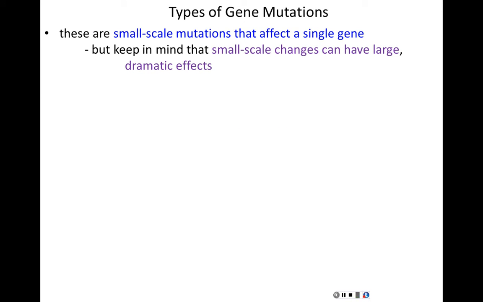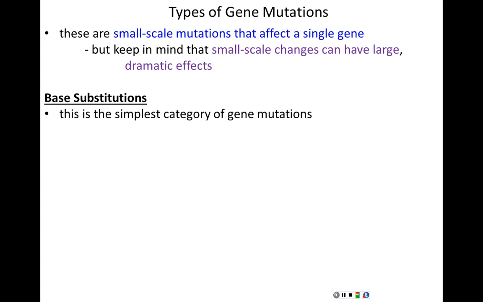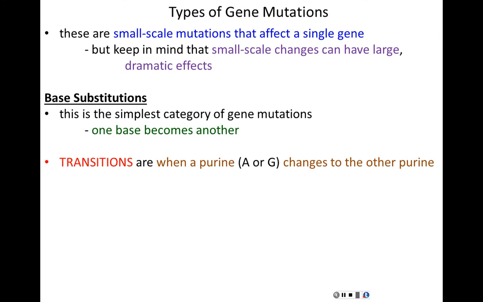But keep in mind, just because it affects a small region of DNA doesn't mean the effects are small as well. These small-scale changes can have large, dramatic effects if the gene being mutated plays a very important widespread role in the cell. So it depends on the protein that's being affected by the mutation what overall effect that mutation will have. The types of mutations we have are, one, base substitutions. This is the simplest category of mutations. It's when one DNA base or nucleotide becomes another.